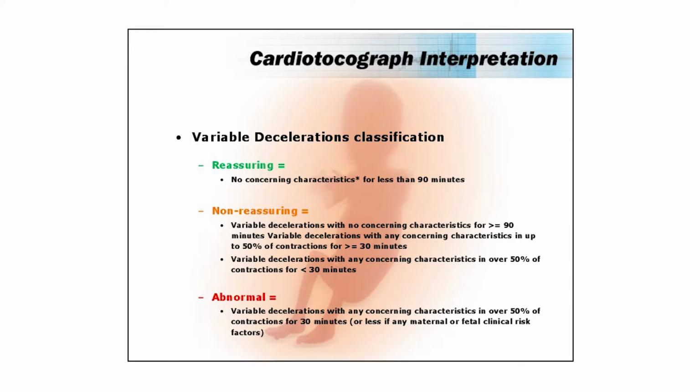So reassuring is variable decelerations are present, but there's no concerning characteristics for 90 minutes. Non-reassuring is variable decelerations with no concerning characteristics for 90 minutes or more. Or variable decelerations with concerning characteristics now, which is the atypical periods I mentioned, in up to half of the contractions for more than half an hour. Variable decelerations with any concerning characteristics in over half of the contractions, but for less than 30 minutes. They're all non-reassuring. And abnormal is anything else.